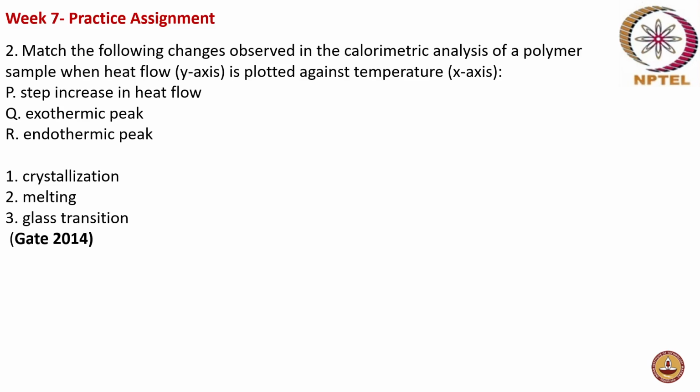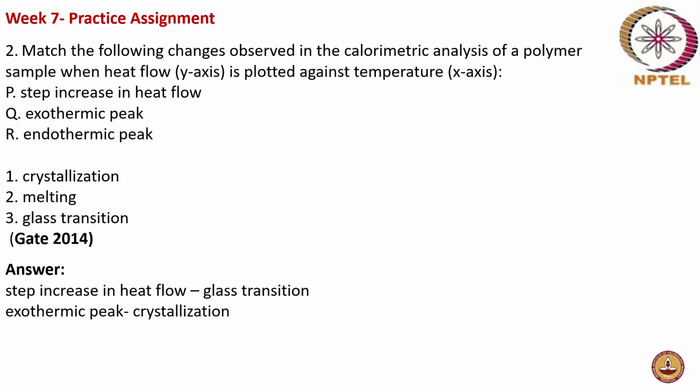And the processes are crystallization, melting, and glass transition. This is again a GATE 2014 question. Now we have to match which of these changes corresponds to which of these phenomena. So what does a step increase in heat flow indicate? The step increase in heat flow indicates glass transition. Exothermic peak indicates the crystallization process, and endothermic peak indicates melting.